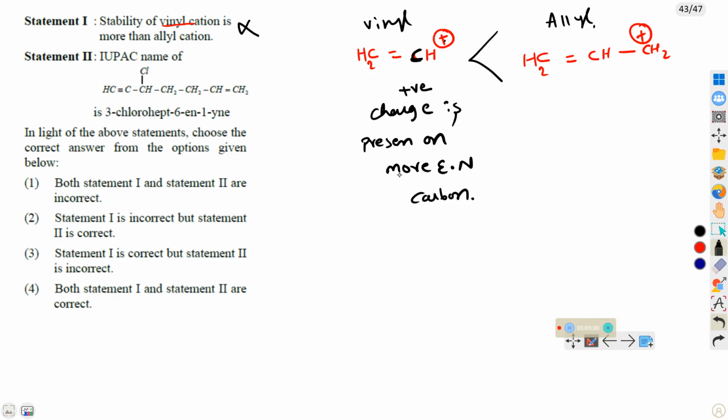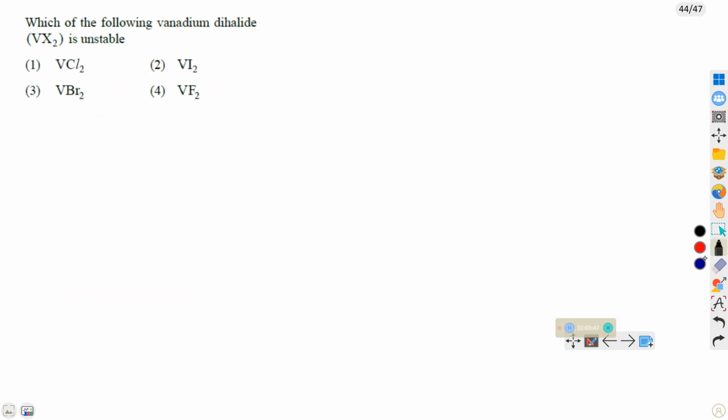The IUPAC name of the compound is 3-chloroheptane. Correct. Statement 1 incorrect, but statement 2 correct. Which of the following vanadium dihalides is unstable? VF2 is unstable. Once check the d-block elements halides table.